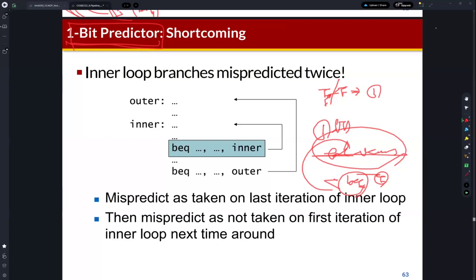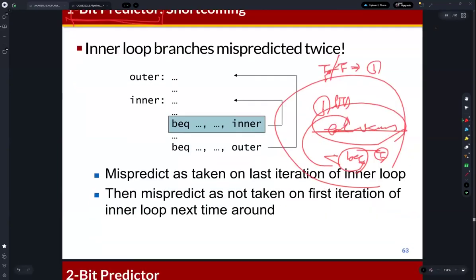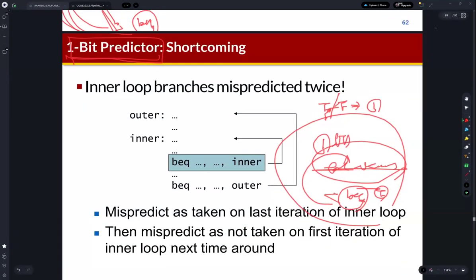Okay, so this is the one bit predictor. I will stop here, and we will learn about the two bit predictor and some other techniques in the next class.